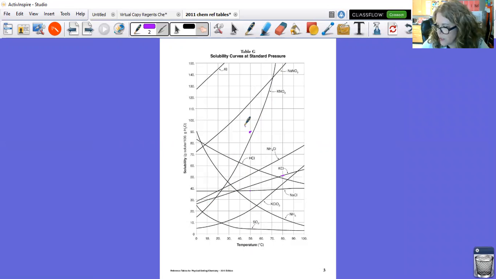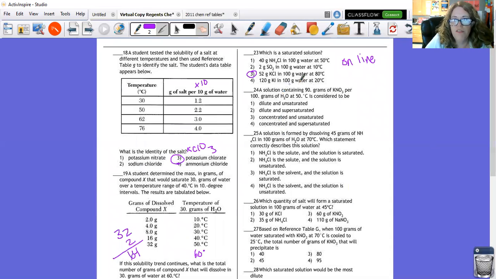I want to make sure that I'm reading the question right. So 90 grams and 50 degrees. Yep, and that's above the line. So I'm just going to write here, that's above the line. That means it is supersaturated, right? And if it's supersaturated, it has to be concentrated, because that's what that means. Dilute means weak, not a lot dissolved. Concentrated means strong, lots dissolved.